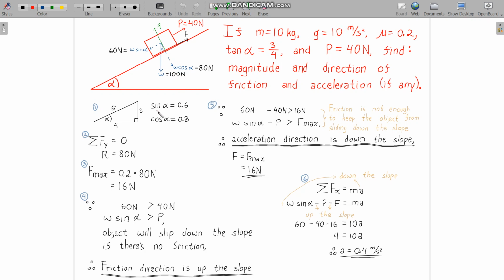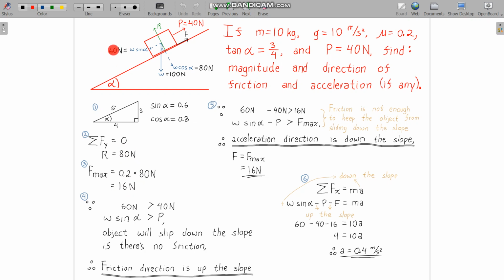So first step is to draw the right angle triangle, because the tangent is 3/4. You can find the hypotenuse by using Pythagoras, and sin and cos. That's why we get 80 and 60. And since it's not accelerated in this direction, R equals W cos, which is 80. If we know R, and we know mu, we can find F max.